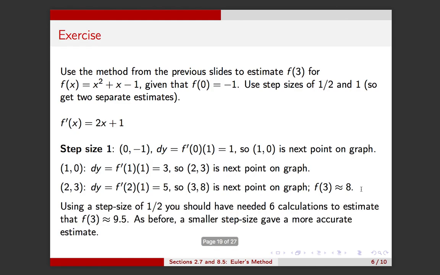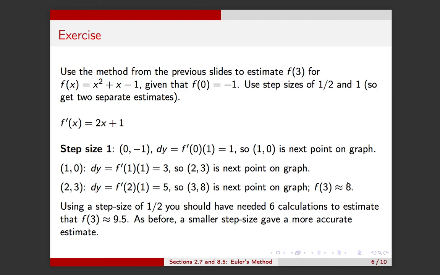If you do the same thing with time steps of size 1/2, you should have now needed 6 calculations, right? Because you got to take little half steps to get your way to 3. And you should get an estimate like this, 9.5. So of course, we know what f of 3 is, right? F of 3 is what? 3 squared plus 3 is 12 minus 1 is 11, right? So 9.5 is a better estimate of 11 than 8 is. So as we've already seen, if you want to do smaller step sizes, you'll get more accurate estimates.